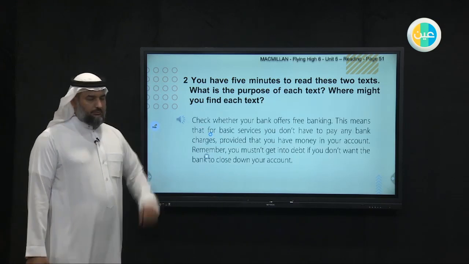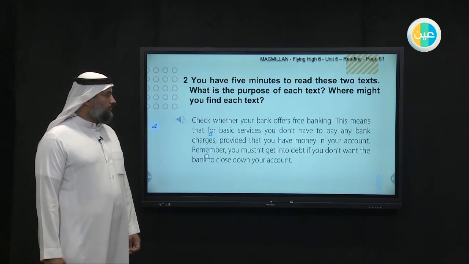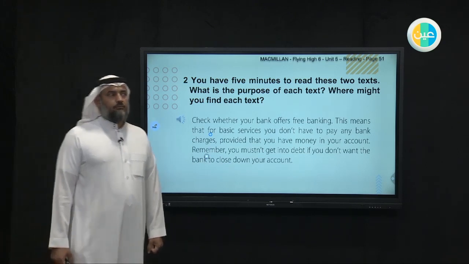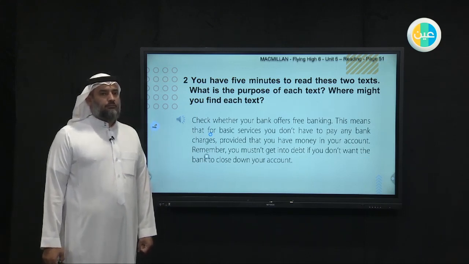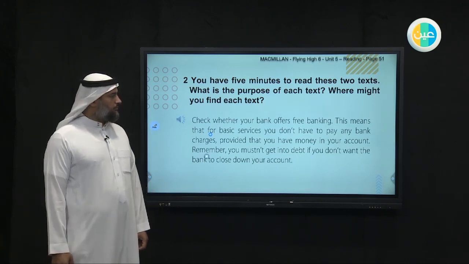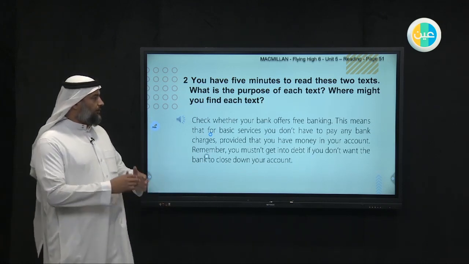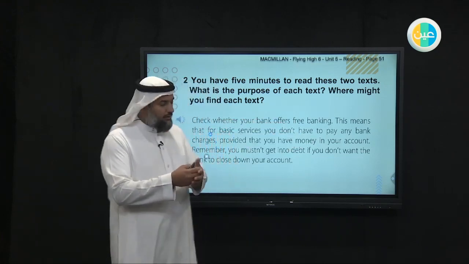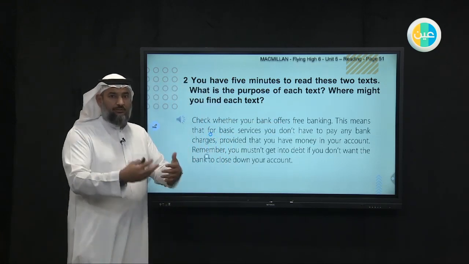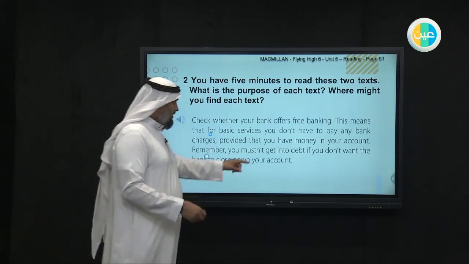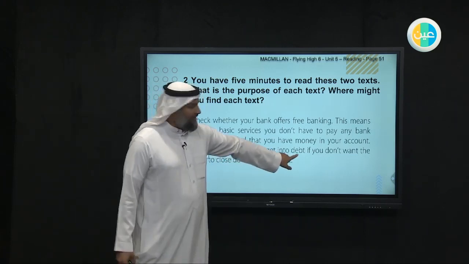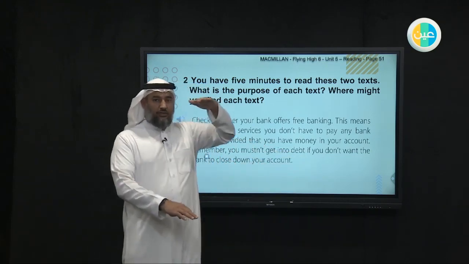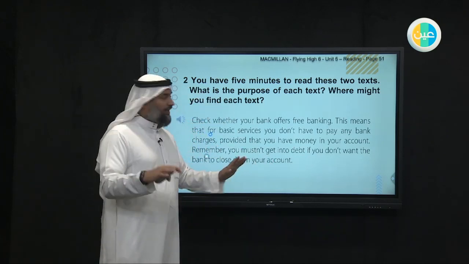Check whether your bank offers free banking. This means that for basic services, you don't have to pay any bank charges, provided that you have money in your account. Remember, you mustn't get into debt if you don't want the bank to close down your account. Okay, now also you have to look for fees for the bank. When you ask for things or you ask for papers or something, they charge you. So ask for that. Now also be careful not to be in debt. Debt, we took it before, debt means dain. Now if you have a large amount of debt, the bank will close your account and then you lose money.